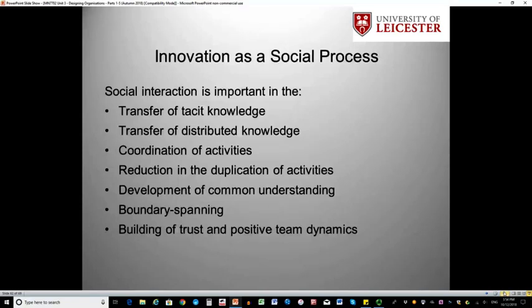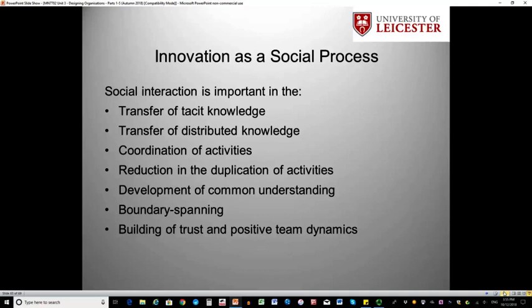Okay, so in the next few minutes I just want to talk about innovation as a social process, innovation as a political process, and innovation as an emotional process before we close up this week's lecture. So innovation as a social process, well, if we start thinking about innovation and knowledge, we see that actually social interaction is really important for the transfer of tacit knowledge, that is knowledge that's not easy to write down or articulate.